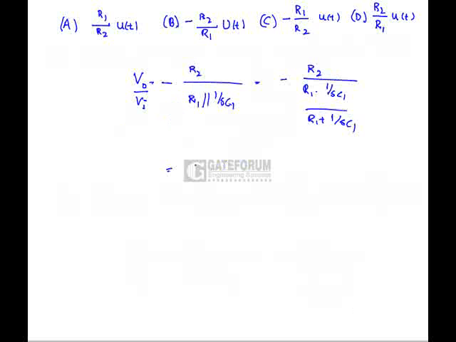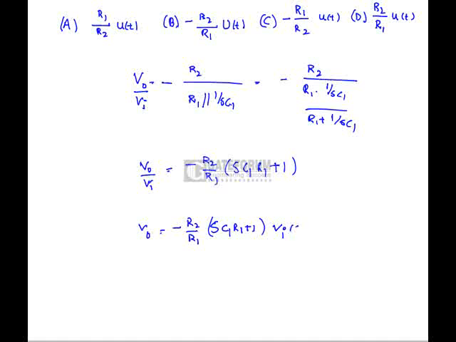So minus R2 by R1 divided by (SC1 R1 plus 1) is the transfer function V0 by Vi. Here we have to find out V0. V0 equals minus R2 by R1 divided by (SC1 R1 plus 1) into Vi of S.